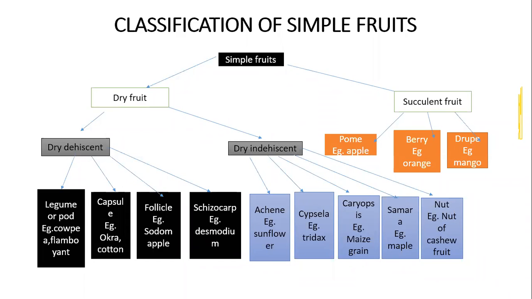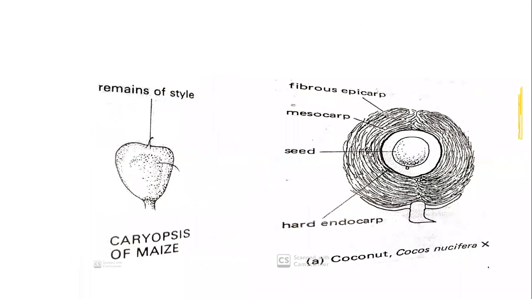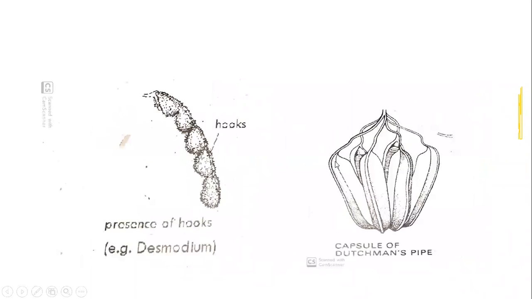The second one, capsule. Now this capsule, they are formed from many fused carpels, and they split along many sutures to release seeds. Now this is an example of a capsule, what you have beside the desmodium on your right. Now, like the okra, when they are matured enough, very dry enough, you see that it opens up on its own to release the seeds.